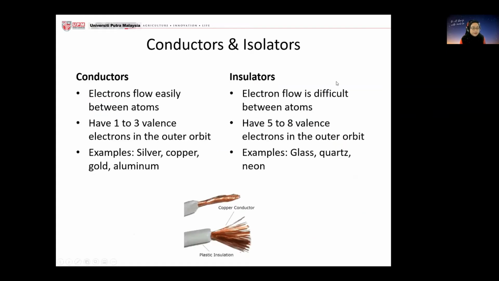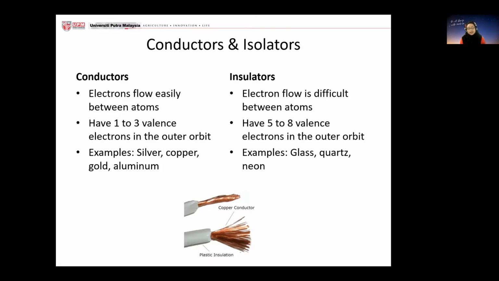To separate between conductors and insulators, sorry, I have a typo there. It should be insulators. In conductors, electrons flow easily between atoms, whereas in insulators, it's very difficult. If the outer orbit has 1 to 3 valence electrons, that makes it a conductor.